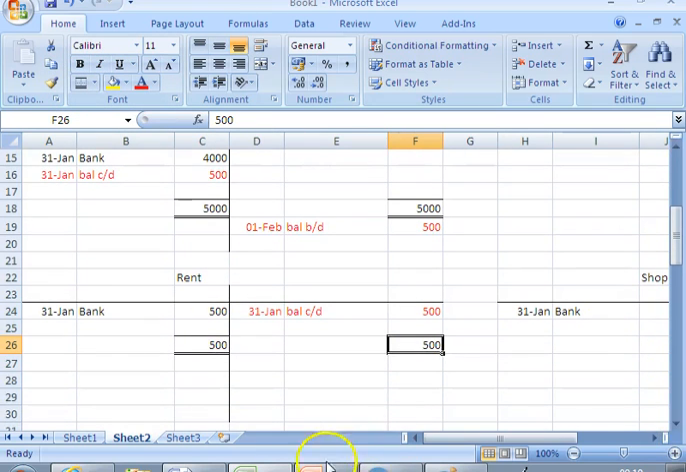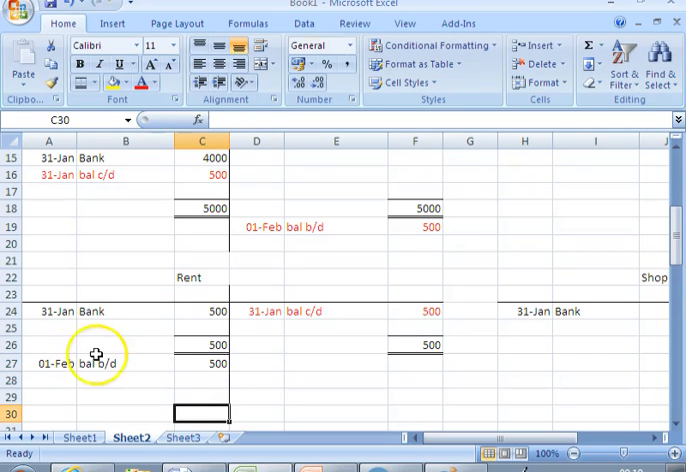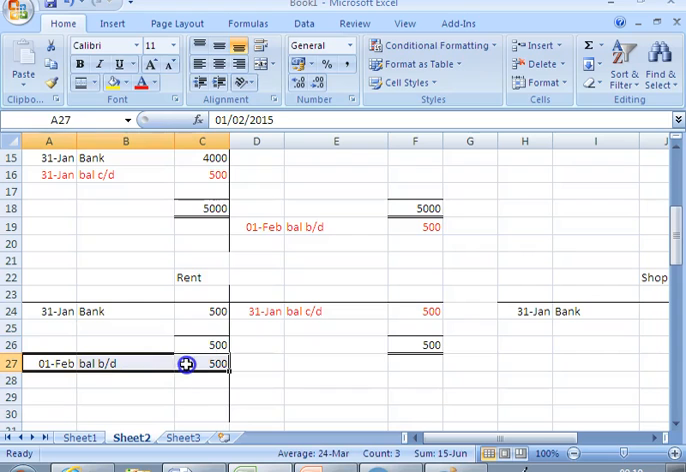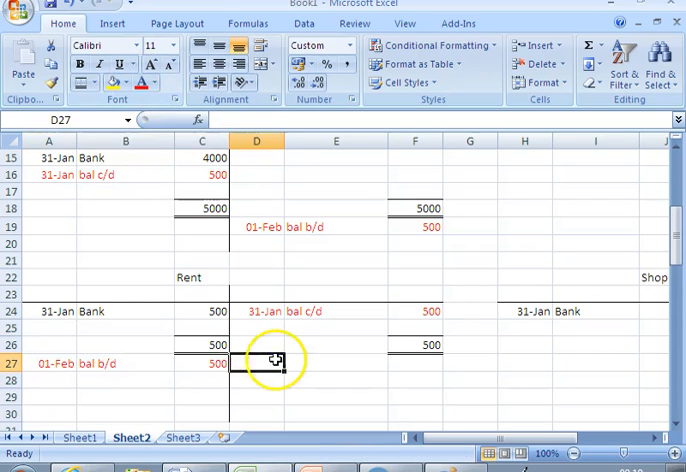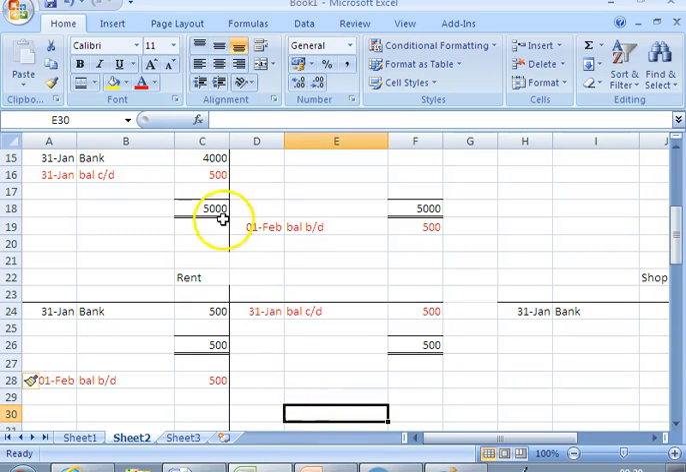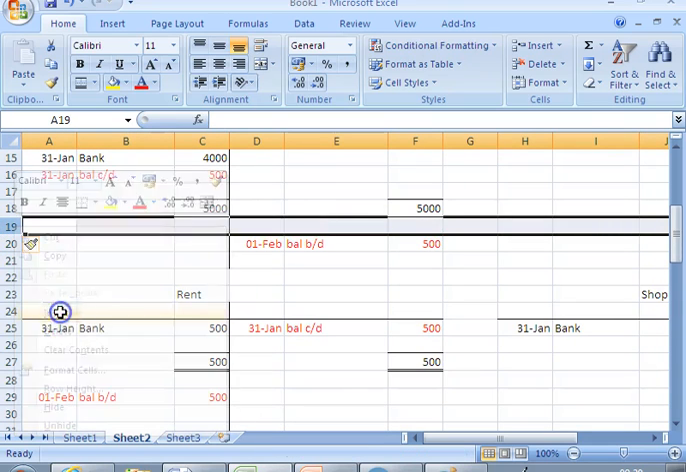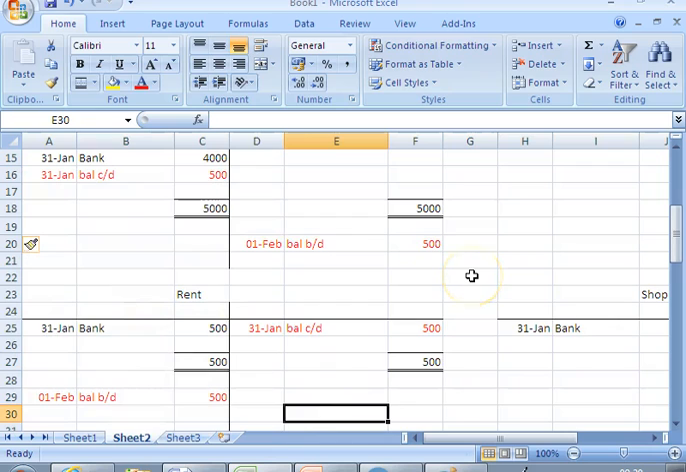And then, on the 1st of February, you have your balance brought down, and you have your 500. Just create insert, and look at that. That's what you have. I'll just make a line here as well. And so that's how we do this.